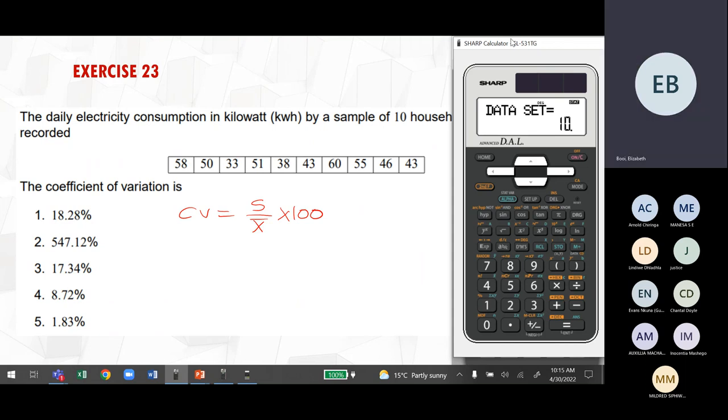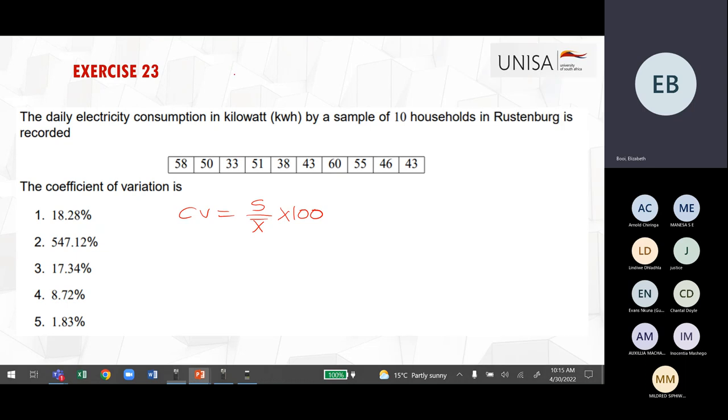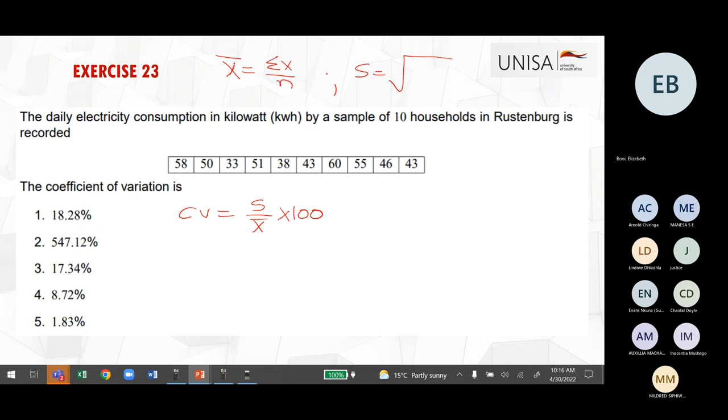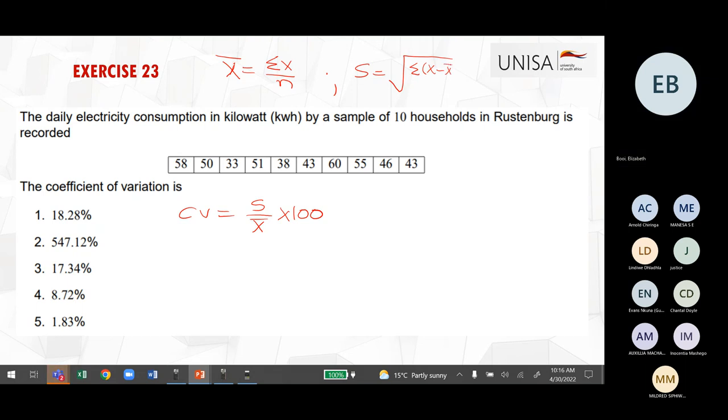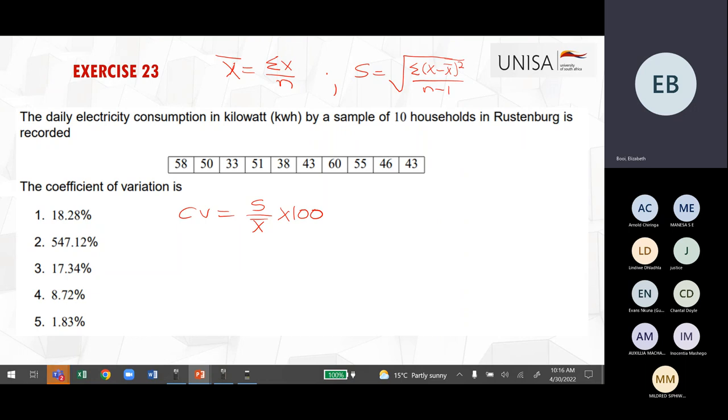Remember those who still don't know how to use your calculator. The mean is the sum of observations divided by n, and your standard deviation is the square root of the sum of your observations minus the mean, squared, divided by n minus 1. You can use those two formulas to find the values.